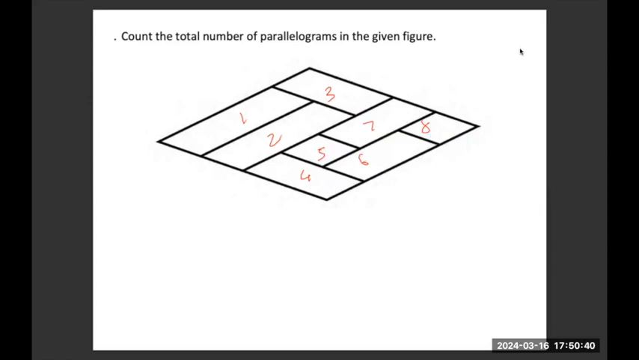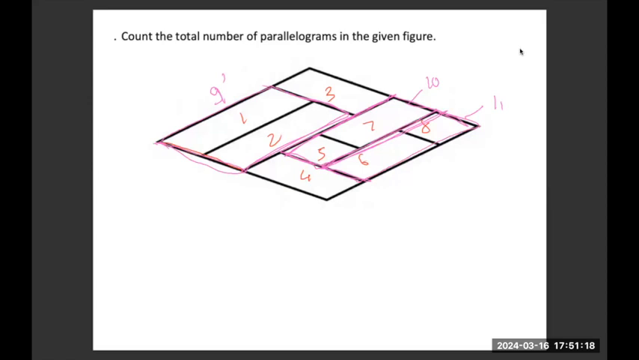Now I will look at parallelograms which are a combination of 2 parallelograms. This is a combination of 2 parallelograms. 1. This is a combination of two parallelograms. 2. This is a combination of two parallelograms. 3. So 8, so 9, 10, 11.